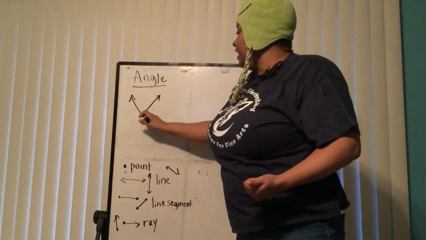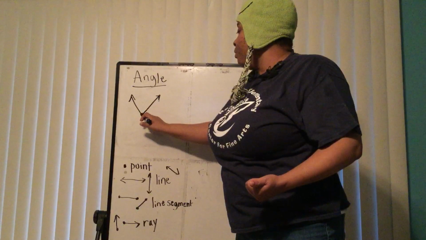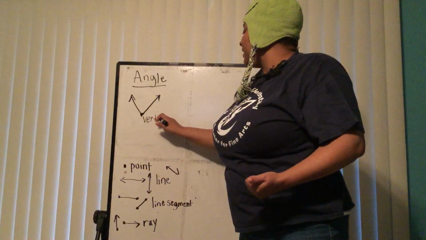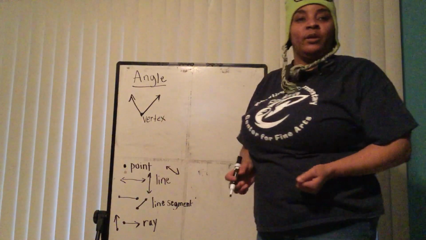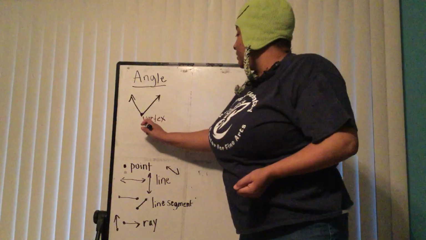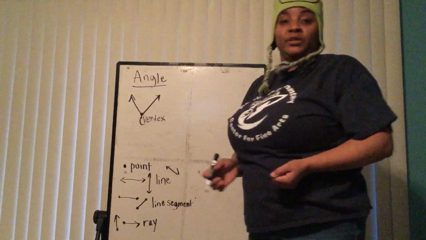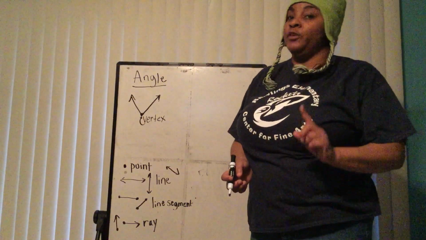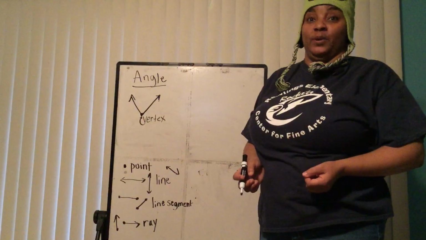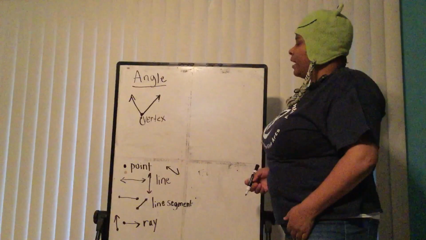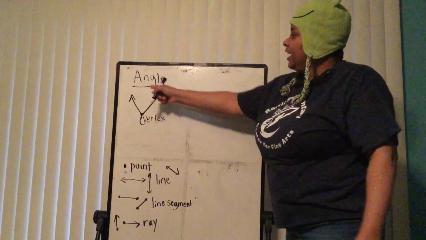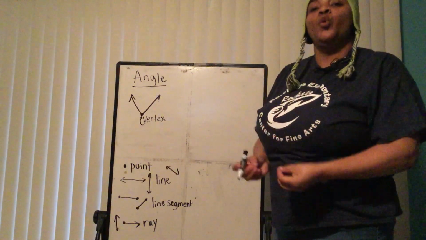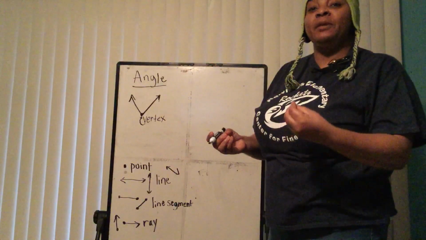And when they come together, right there at that endpoint, that is called a vertex. Say it with me. Vertex. That's the vertex right there. I'll give you a minute to get it drawn. If you need to pause, stop and do it. An angle is when I have two rays that come together with a common, or the same, endpoint.